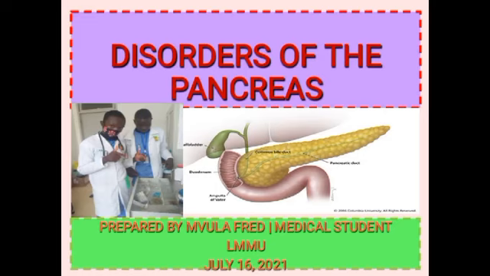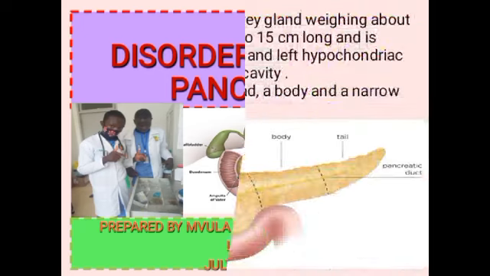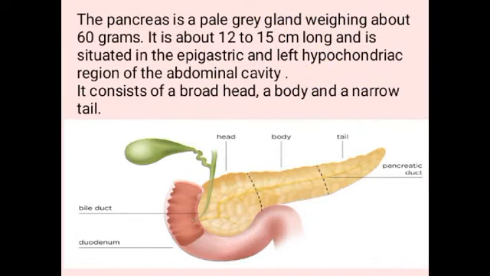Where do we find the pancreas and what is the structure of the pancreas? So here we're saying that the pancreas is a pale gray gland weighing about 60 grams, and it is about 12 to 15 centimeters long and is situated in the epigastric and the left hypochondriac region of the abdominal cavity.